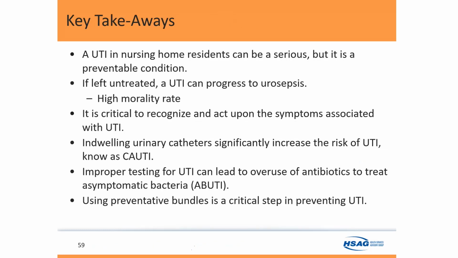Okay, so finally, just our key takeaways from today. UTI in a nursing home is very serious, but it is a preventable condition. And we know if it's left untreated, UTI can progress to urosepsis, which has a very high mortality rate. So it's critical that we train and educate our staff to recognize those signs and symptoms so we can treat early. Indwelling urinary catheters obviously increase that risk of a UTI. So, if we can get them out, let's get them out. And then improper testing, where we've got that asymptomatic bacteriuria, is a huge source of overuse of antibiotics.